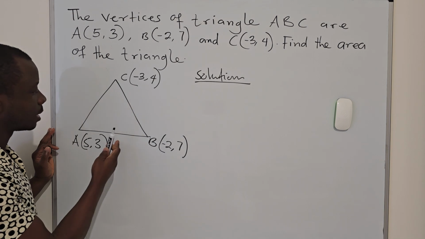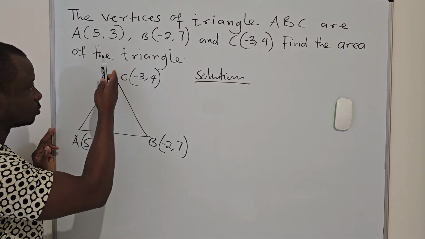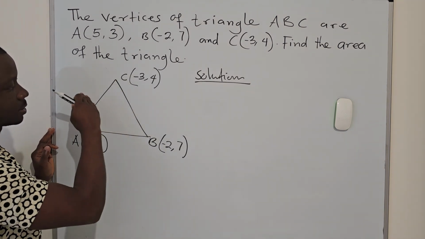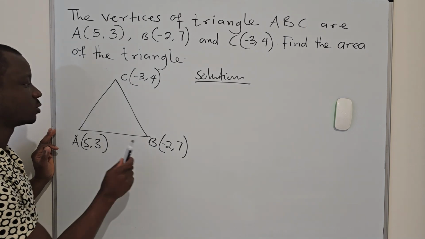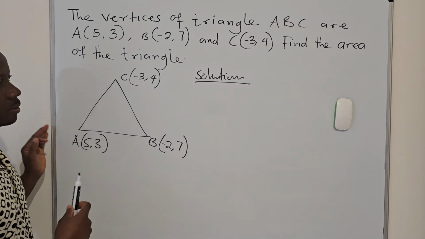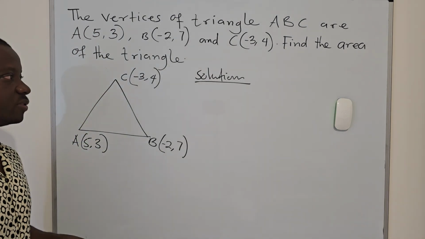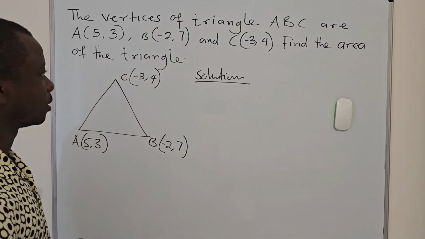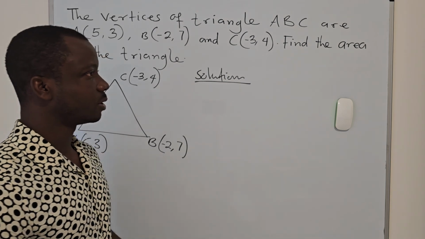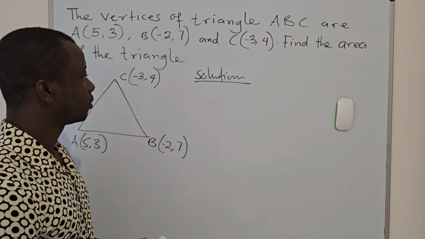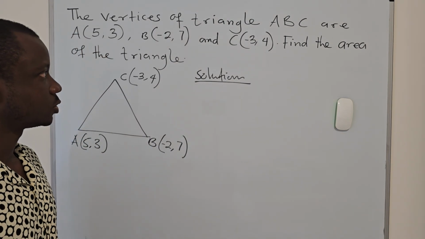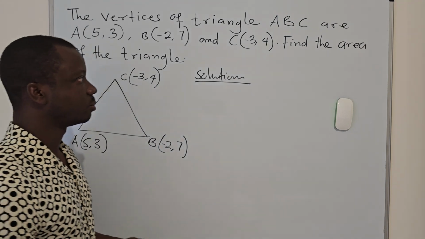We cannot determine the height, either the height is going to be this or this or this. And we don't know which side is the base. So like I said, we are not going to use the half base times height approach to solve this question. Okay, so let me show you the formula that we are going to use. Before we go to the formula, let me show you how to create a formula.